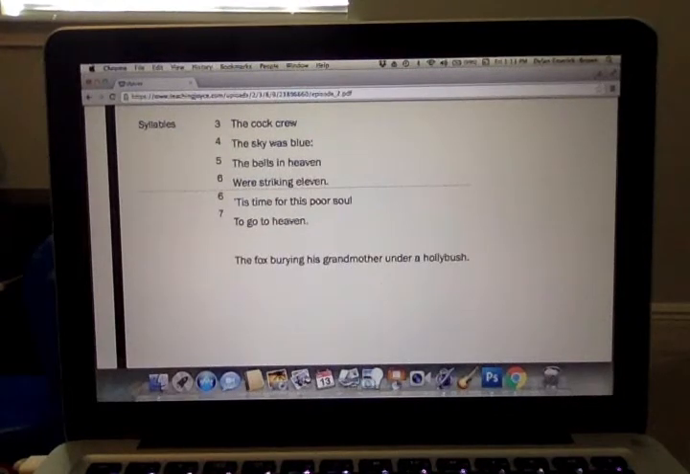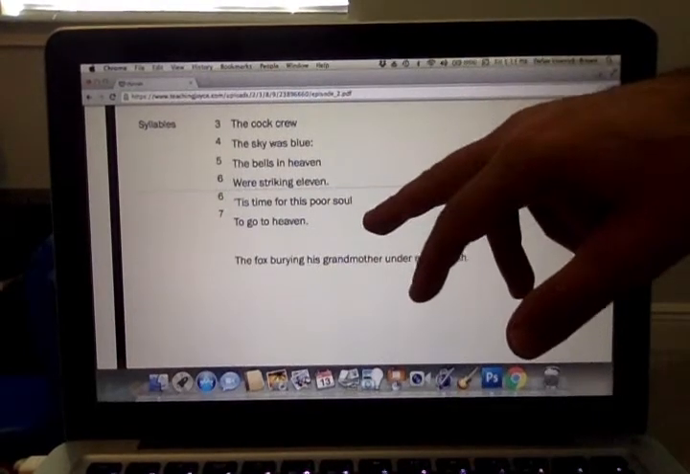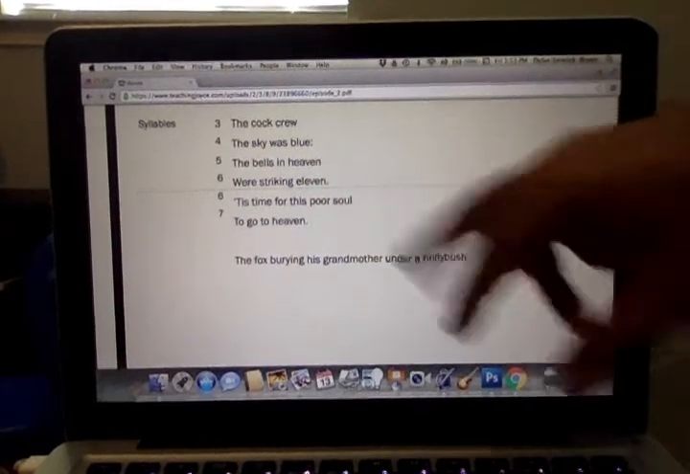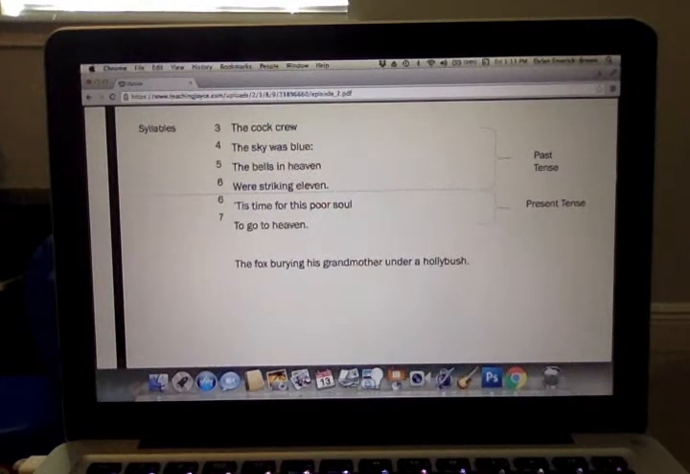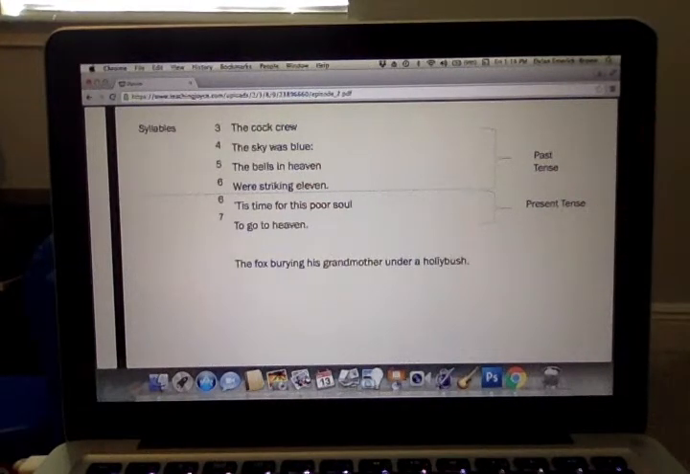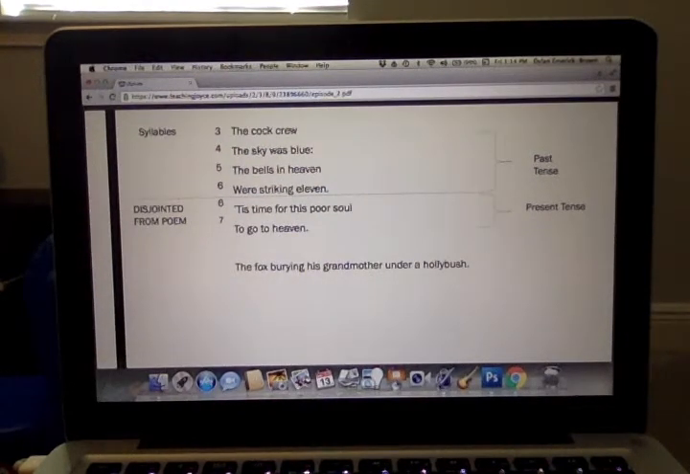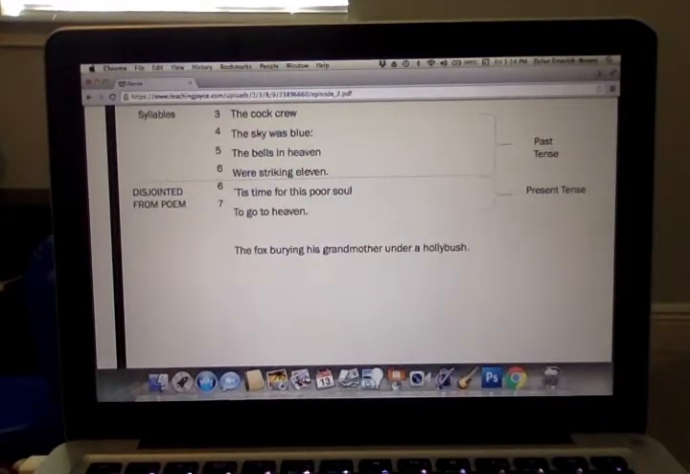So here you've got an interesting count of syllables: 3, 4, 5, 6, 6, 7. So you've got kind of a divide here between the first 4 lines and last 2. And if you notice, these first 4 lines are past tense, and then you get into present tense. So there's a conscious grammatical structure to Joyce's version of this riddle. And it makes sense because when you read it, these 2 lines at the end feel disjointed from the poem.